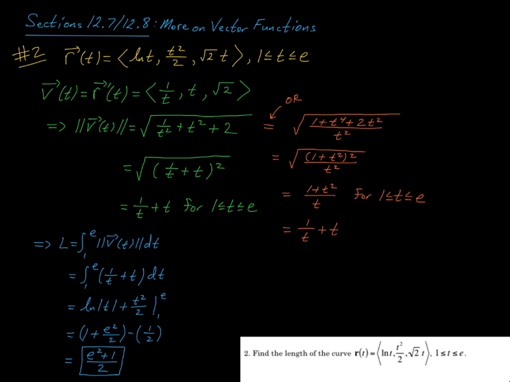So evaluating at e, that's going to be 1 plus e squared over 2, because the natural log of e is 1. If we evaluate at 1, we just get a half, because the natural log of 1 is 0. Taking the difference, this simplifies to e squared plus 1 all over 2.